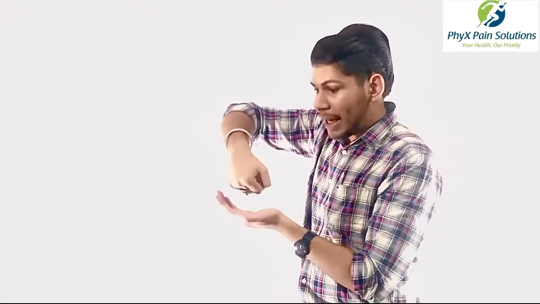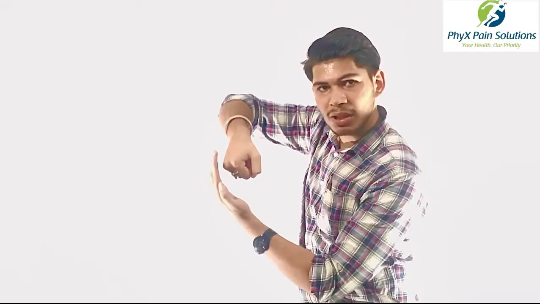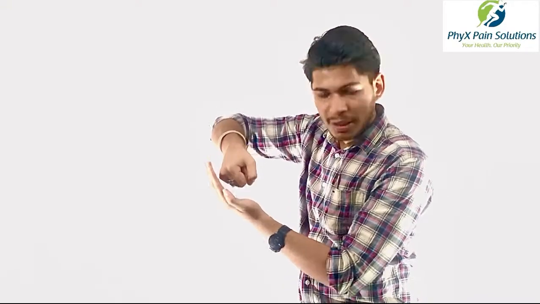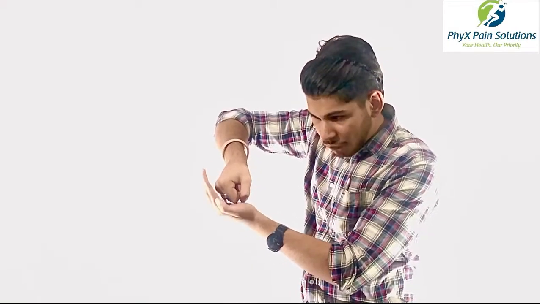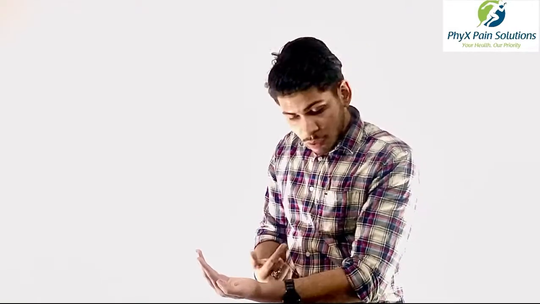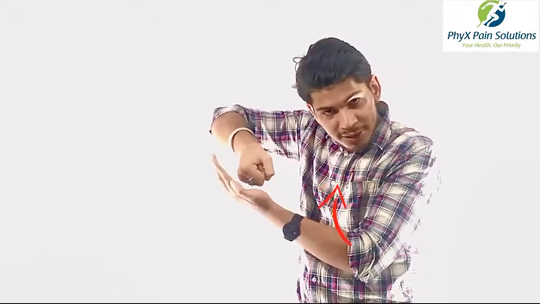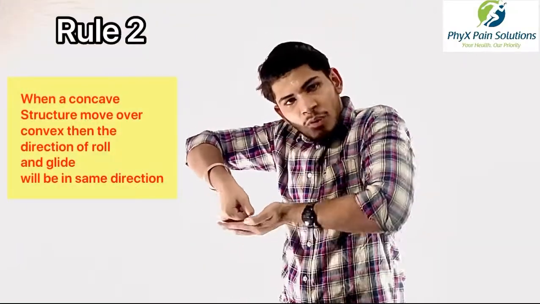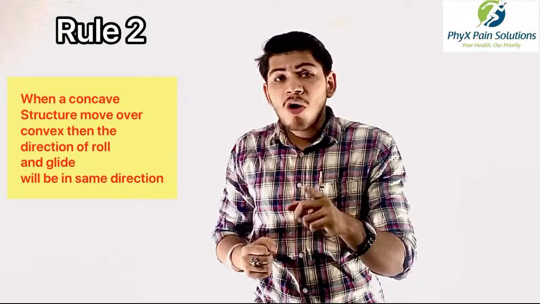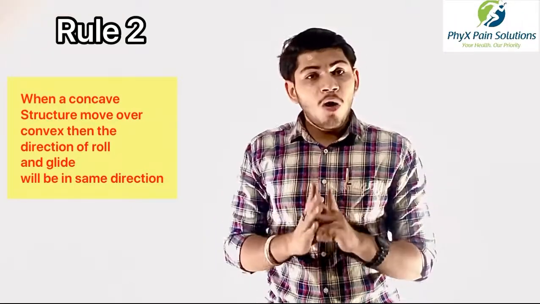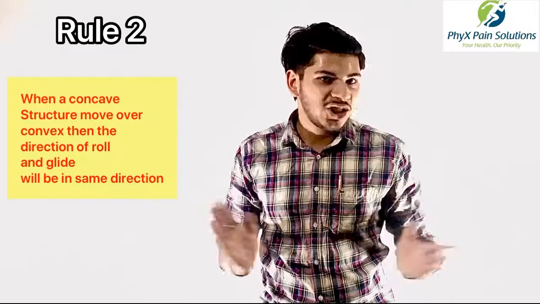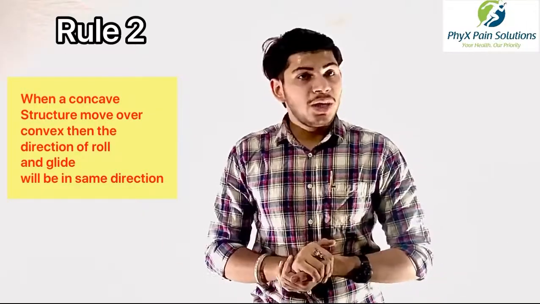Suppose in the sagittal plane I want to flex my knee joint. The convex surface is moving, the shaft is also moving upwards, and glide, the displacement between the two articulating surfaces, is also upward. So here we can conclude that whenever a concave surface is moving, the direction of roll and slide will always be in the same direction. So this is the law of the concave convex rule.